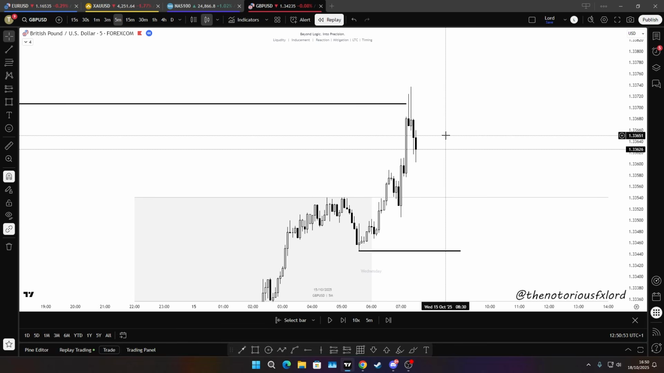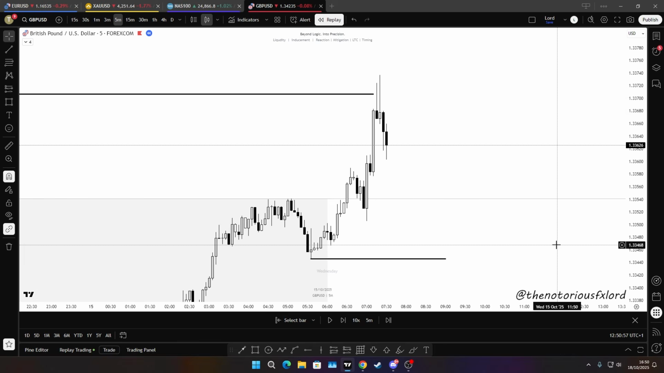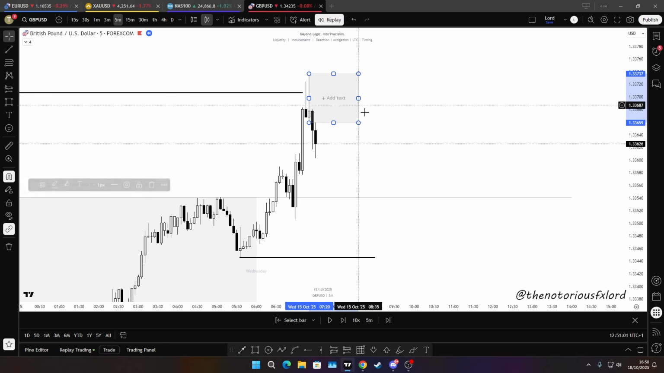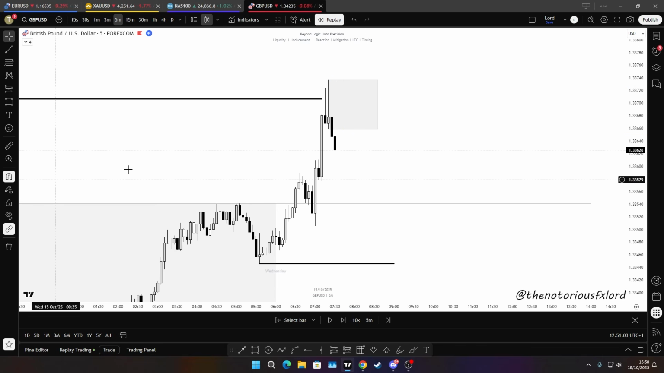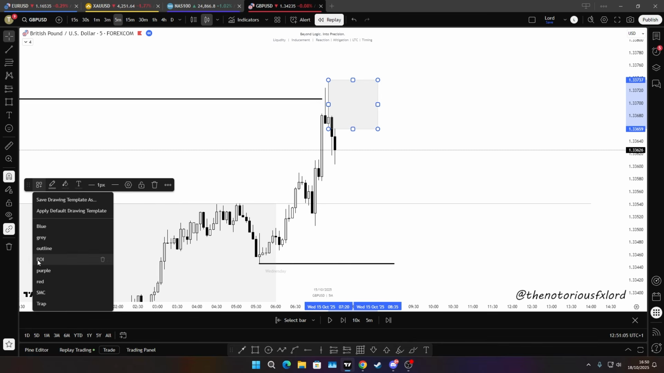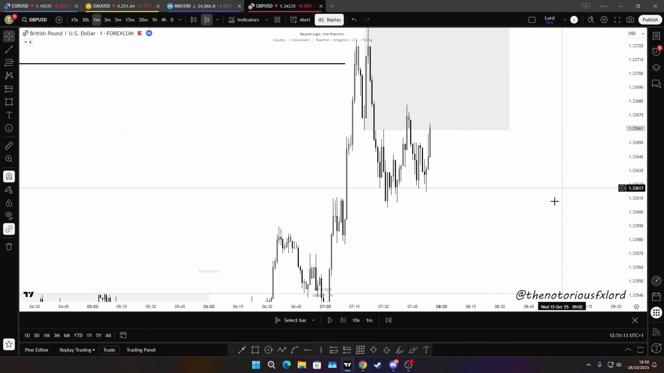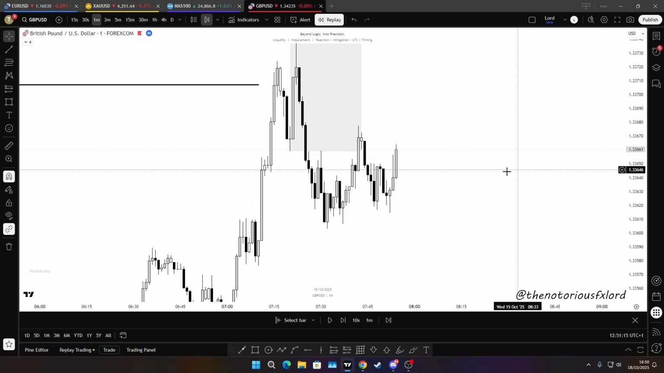There we go. We had this strong reaction following our inducement principles. I marked out this M5 inducement PY. Let me mark it as well. So this was my M5 inducement PY. I waited for price to enter into the PY. There we go, so price entered this PY.